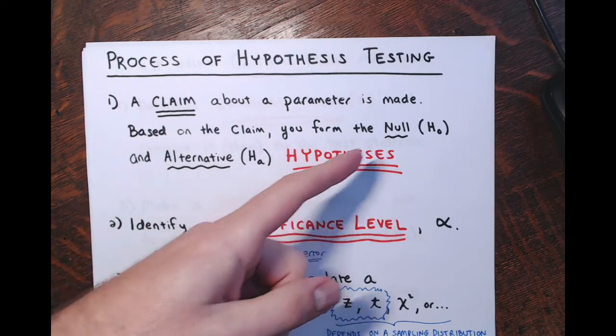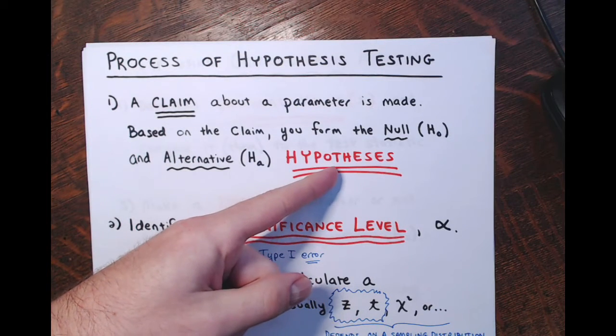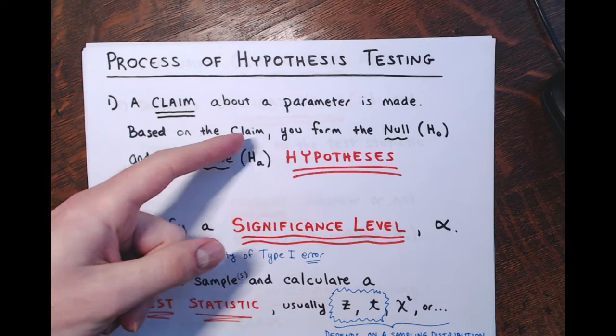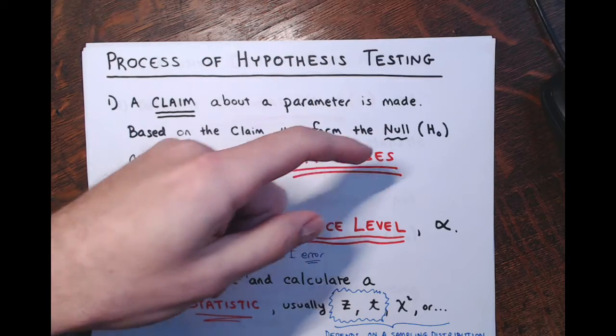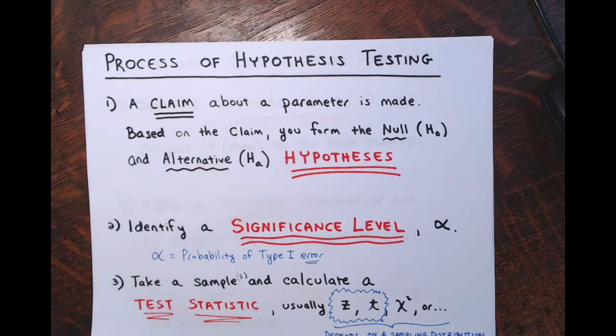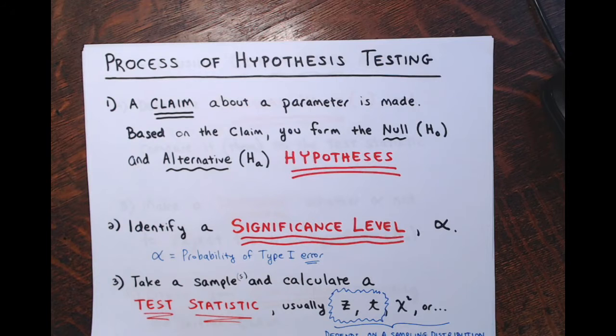And then we're going to get into this in a later objective. Based on that claim, you form your hypotheses. One is called the null hypothesis, the other is called the alternative hypothesis, and they oppose each other. They are contradictory, they are opposites. How to form these hypotheses we'll be getting into in another video. But for right now, the first step is to identify the claim that is being made about the population, and then you would form hypotheses based on that claim.